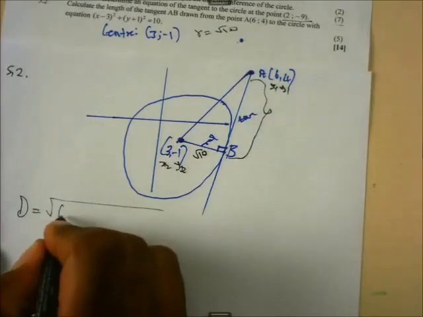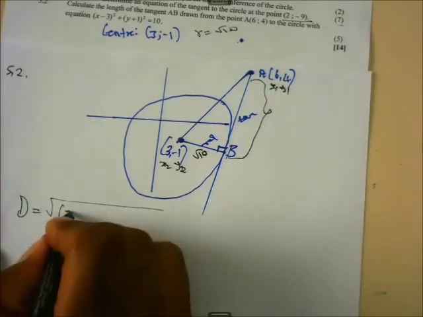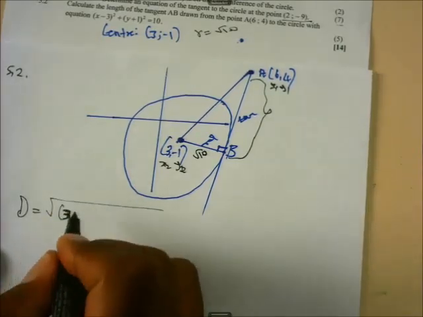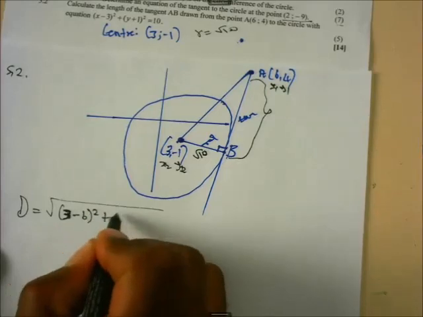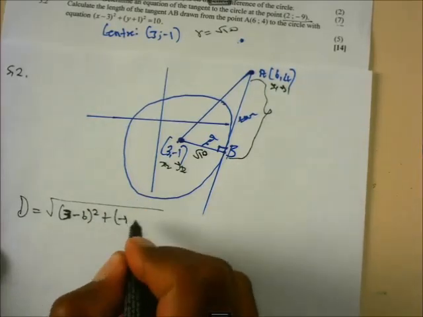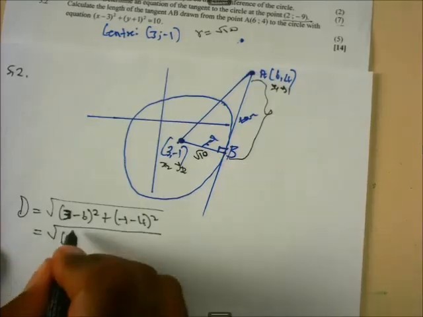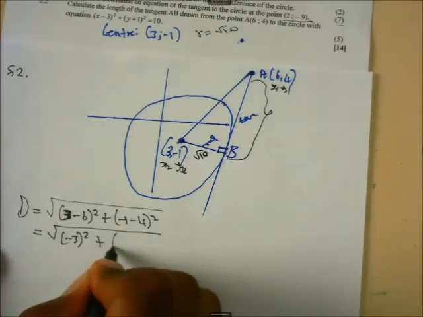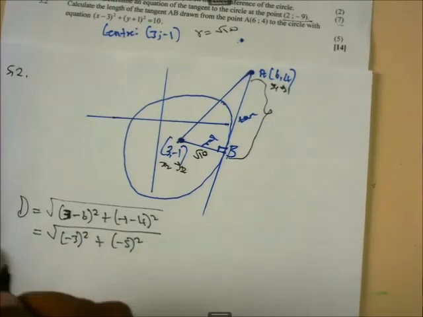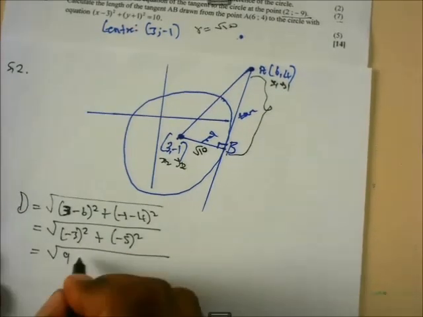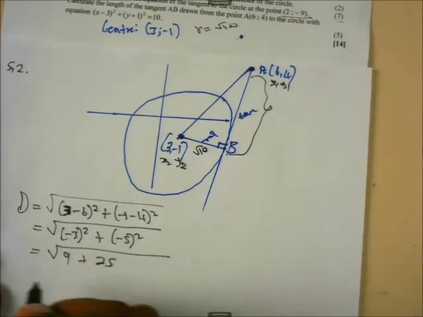Therefore, we are going to have x2, which is 3, minus 6 all squared, plus, and now we have minus 1 minus 4 all squared. Now, what is it that you are having here? 3 minus 6 is minus 3 all squared, and now here we have minus 5 all squared. Now, from here, we can say minus 3 squared is 9, plus minus 5 squared is 25.